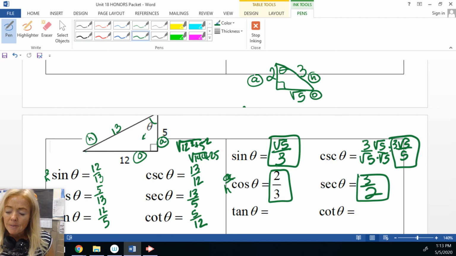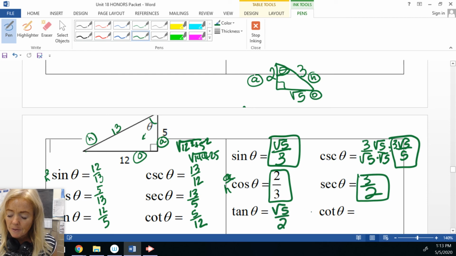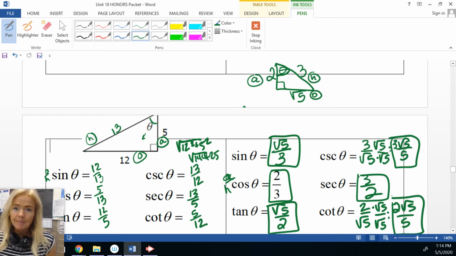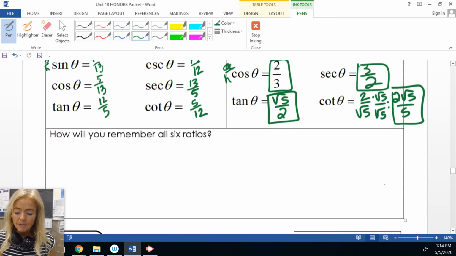All right, tan theta is opposite over adjacent. This is our angle here. So opposite is radical 5, adjacent is 2, which is great. But when I reciprocate it, 2 over radical 5, I have to rationalize by multiplying by radical 5 over radical 5, which gives me 2 radical 5 over 5. Okay. So that's how you would come up with your 6 ratios.